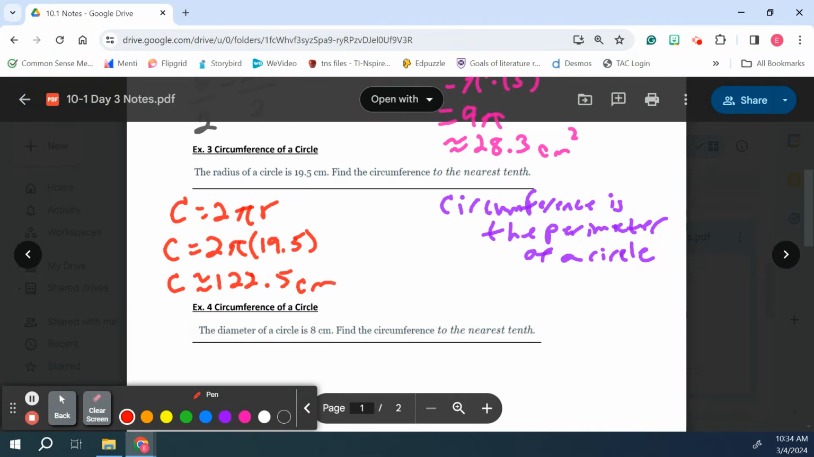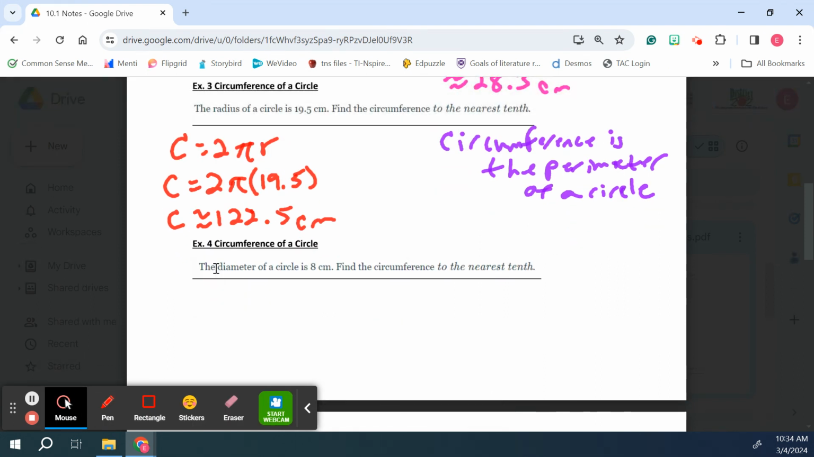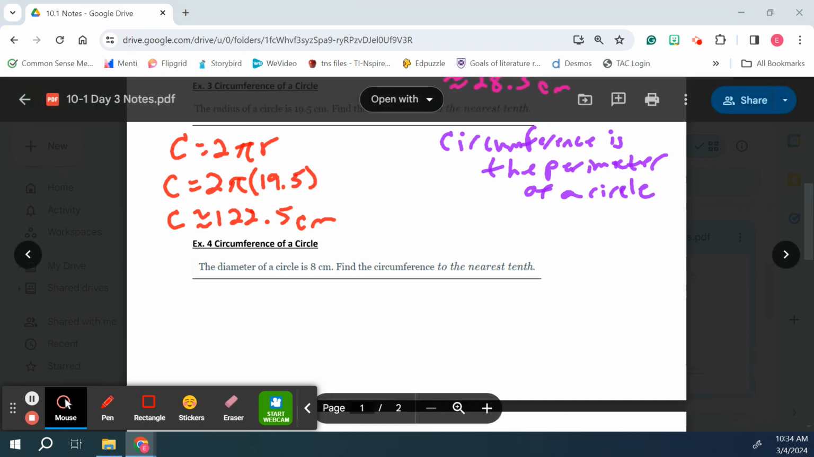Questions on that? All right, let's talk about the diameter. It says circumference of a circle, given a diameter of a circle is 8. Find the circumference to the nearest tenth. So someone tell me, what is the radius here? What's the radius going to equal? If we did 8 divided by 2, 4. Okay? So now that we have that radius, we just substitute it into our circumference formula.